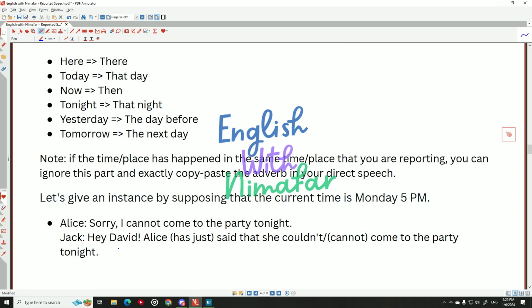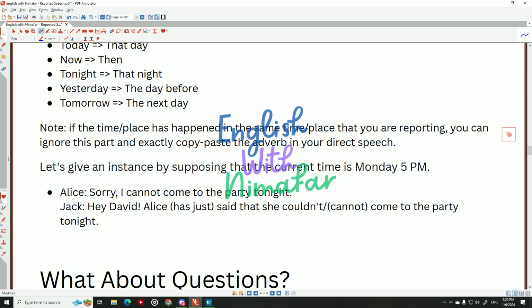Let's give an instance. For example, right now it's Monday, 5 p.m. Alice called, for example, or sent me a voice message saying, sorry, I cannot come to the party tonight. Okay, now I'm Jack. I'm going to tell David, hey, David, Alice said that she can't come to the party tonight. If I want to look more formal, couldn't. If it's just casual and informal, cannot come to the party tonight. So I don't even need to change the verb, the tense, okay?